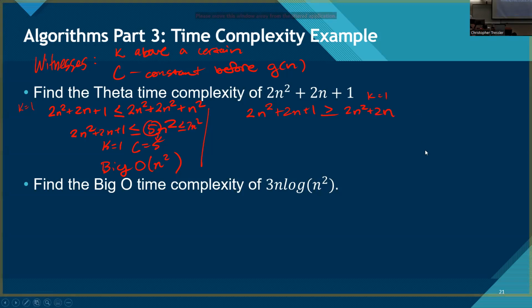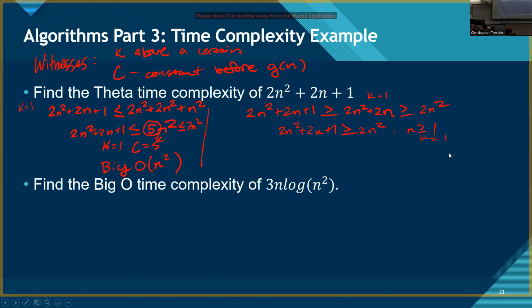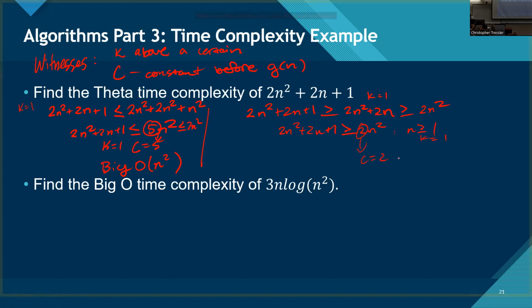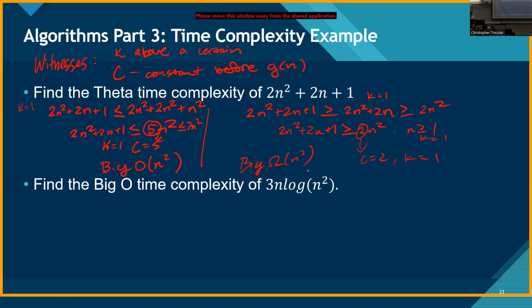And then once again, we know that n is a positive number. So because we know n is a positive number, we can say this is greater than or equal to 2n squared. Now, we can rewrite this: 2n squared plus 2n plus 1 is always greater than or equal to 2n squared when n is greater than or equal to 1, aka our k equals 1. What that means is that we can say here's our constant, our c value, c equals 2. So our witnesses are c equals 2, k equals 1, and we can say that this is big omega of n squared. And then finally, notice, what do we have?